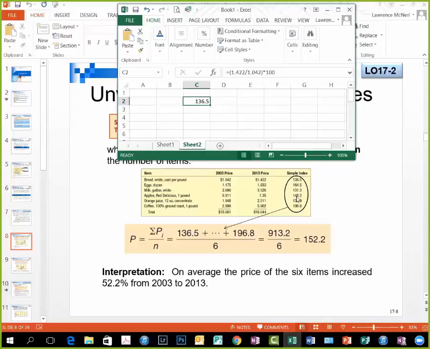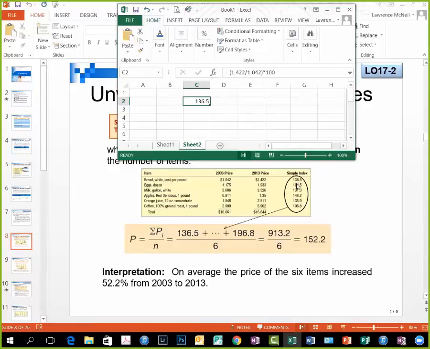And all we're saying then is divide it by the n, right? The number of observations, and there are 6 observations. So there's your 6. And our answer will be 152.2. But when we think about it, what are we doing first? We're understanding how much prices have increased over this 10-year period for bread, white cost per pound. So bread has gone up 36.5%.